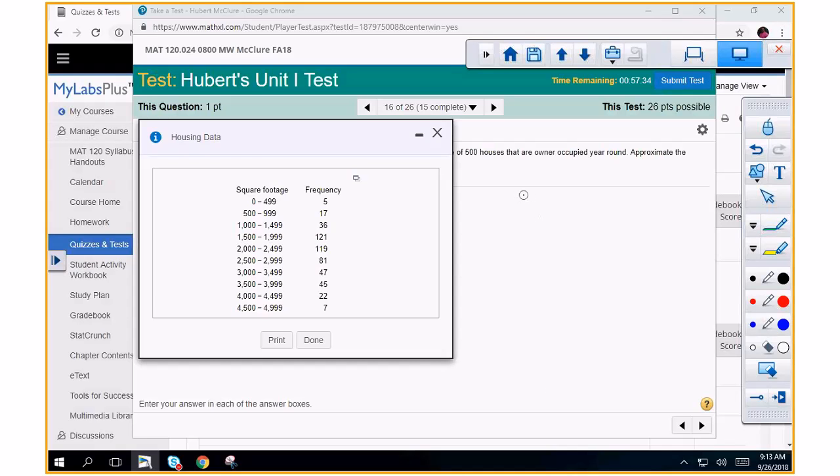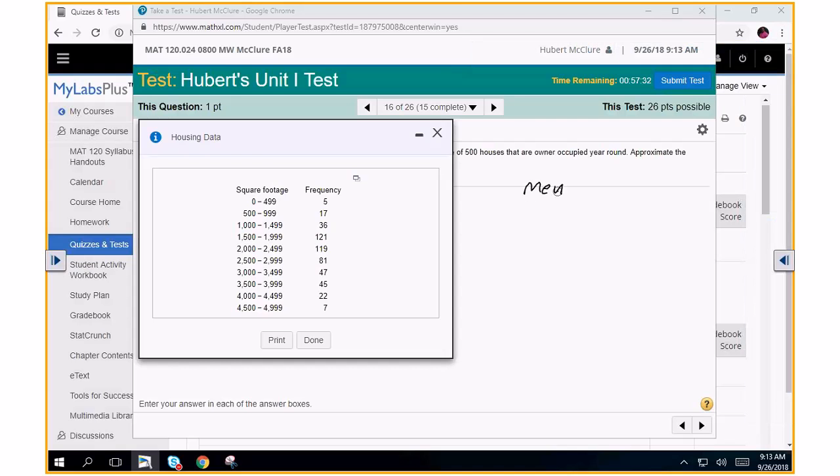All right, the mean. Somebody tell me what the mean is. The summation of F times what? X over the summation of F, or what's the summation of F called? N. That's the mean.